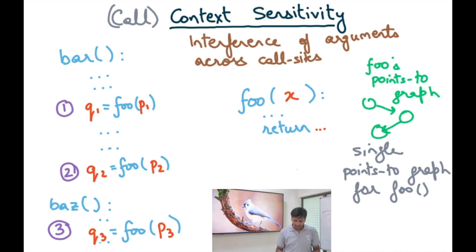Similarly, at this call site, you will first do x equals p2, and then transfer control to foo, execute foo, and then when you return, you're going to do q2 equals the return value, and so on.